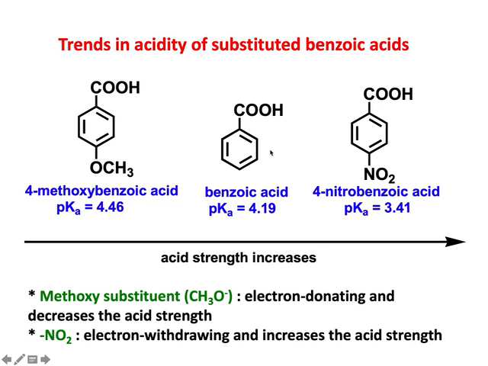So here is the trend of acidity for substituted benzoic acid. Okay, so the methoxy substituent, an alkoxide, is electron donating, and it will decrease the acid strength, while nitro is withdrawing, so it increases the acid strength. Okay, to summarize the trend of the acidity, once an electron withdrawing group is attached on this aromatic, the acidity becomes stronger and increases compared to one attached with a donating group.